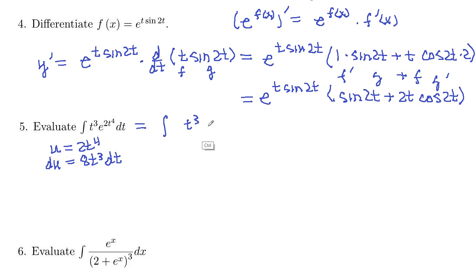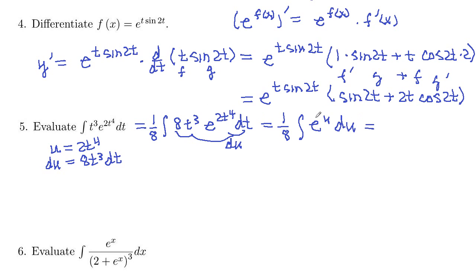That's e to the 2t to the 4. And I am going to multiply by what I need, 8, and then compensate. Multiplying by 1/8. So haven't changed the value of the expression. So then these two pieces make up our du. And then here's our u. So this will just be 1/8. And then integral of e to the u. And then these two pieces make up our du.